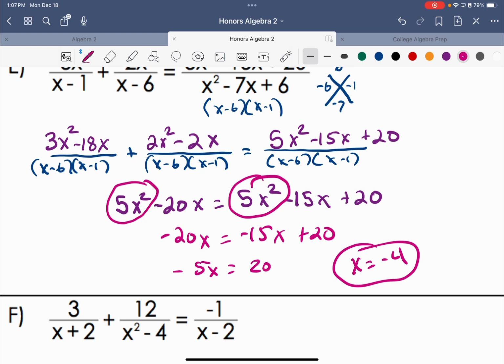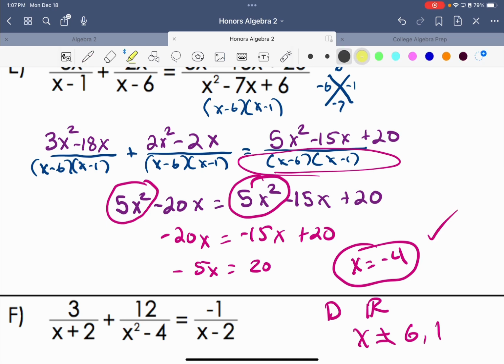Okay, if we look at the domain for this one, it's all reals. X can't be, set your denominator, x can't be 6 or 1. It's not 6 or 1, it's negative 4, so we're good to go. So that's our solution. X is equal to negative 4. Are we okay?